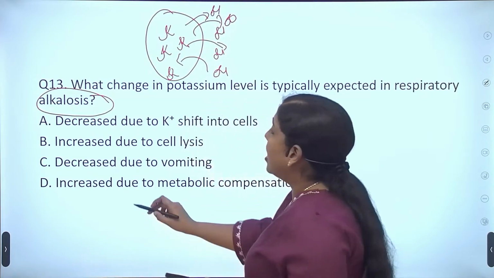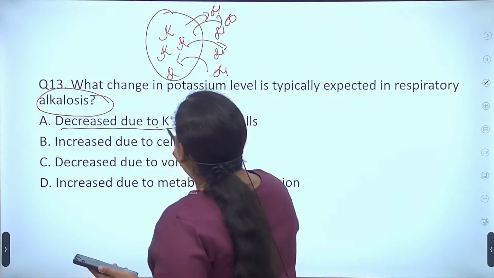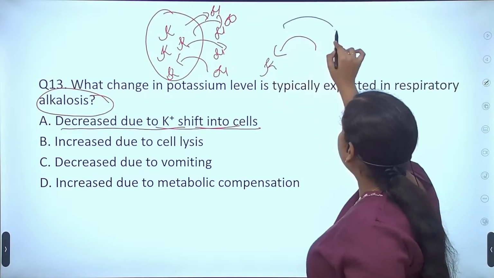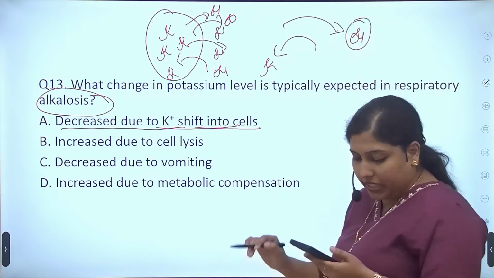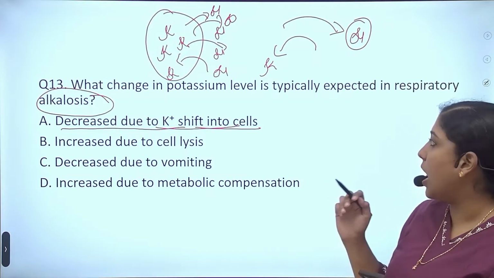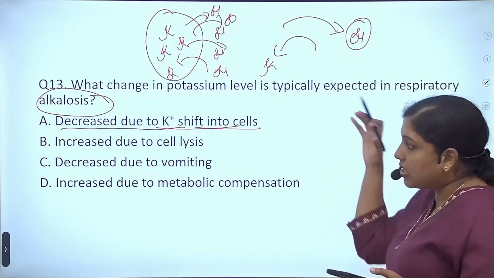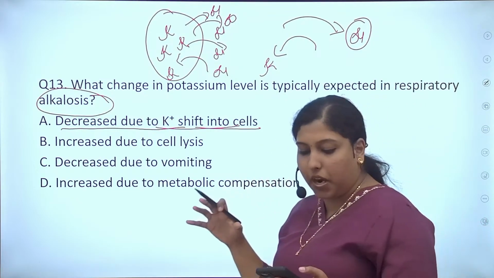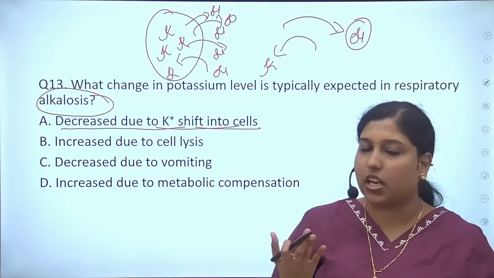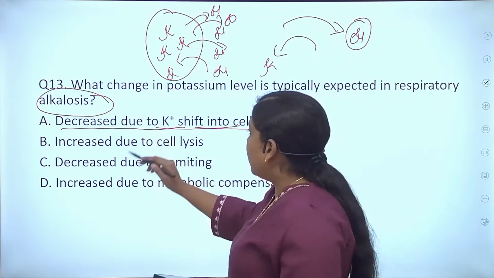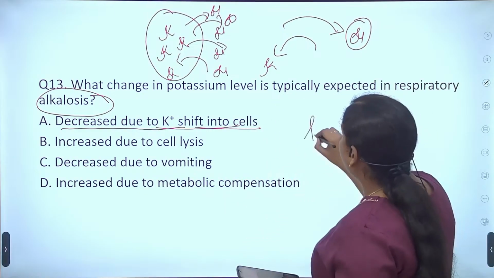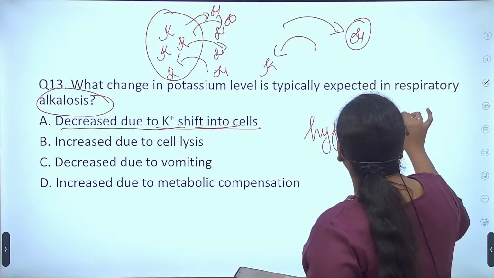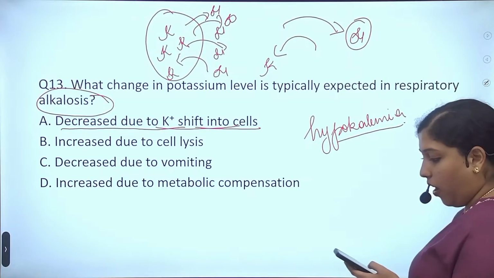Potassium will be going inside the cell and hydrogen will be coming outside the cell in order to maintain the acid balance. That is what is happening here. Potassium will try to go inside the cell and hydrogen will come outside the compartment so that it can maintain the acidic state in case of alkalosis. So in alkalosis, always remember there will be hypokalemia. That you have to definitely remember.